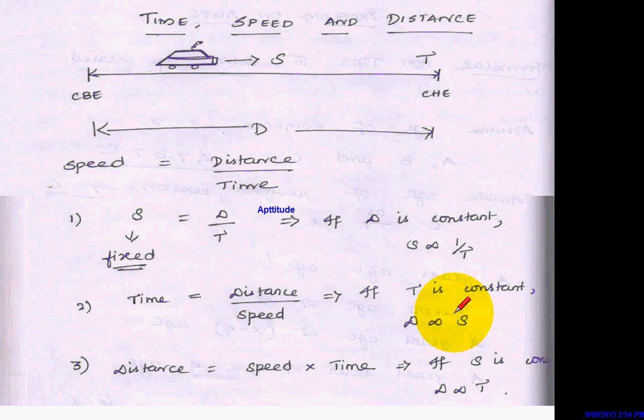And the third case is if the speed is constant. If the speed is constant, then the same thing, that is, both the cars are traveling at the same speed, say 40 km per hour. So here the speed is constant. So the other two variables, that is the distance and the time, are directly proportional to each other.